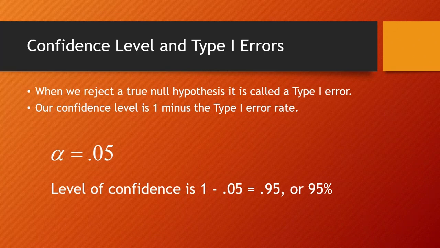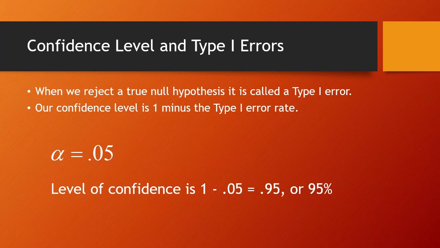So our confidence level that we're going to set is going to be 95%, which means that the possibility of a type 1 error is 5%, or expressed as a proportion, 0.05.